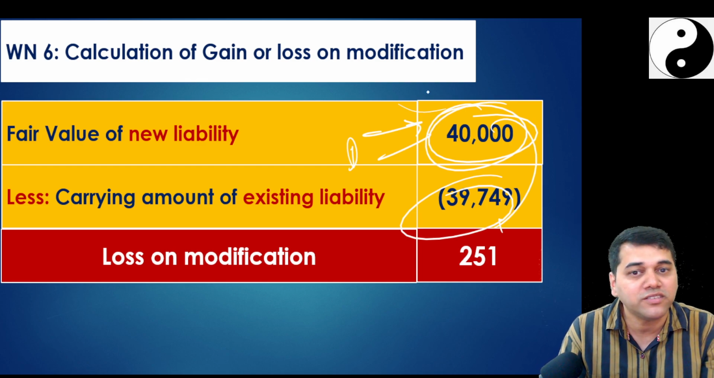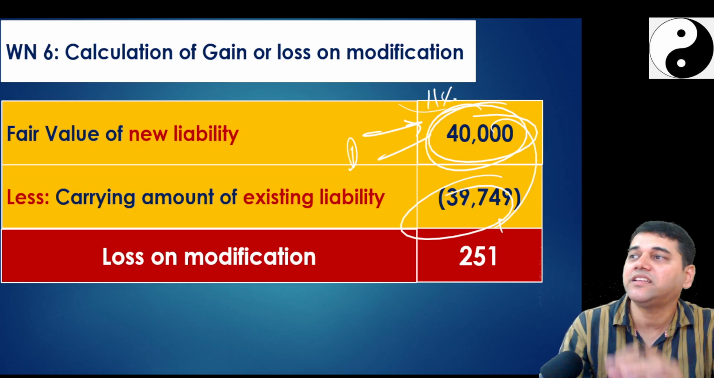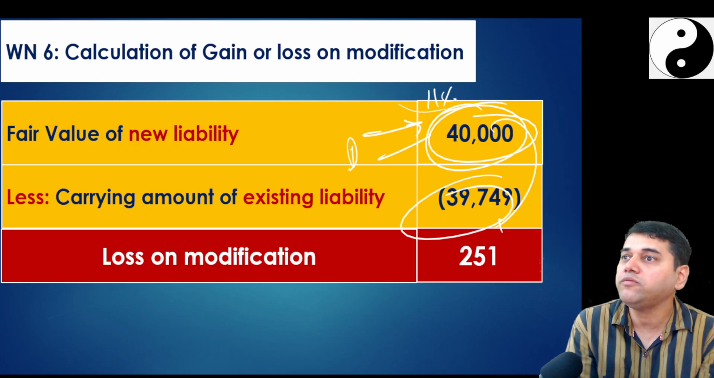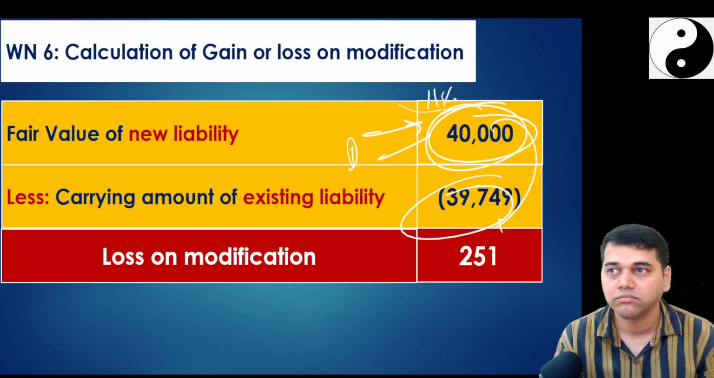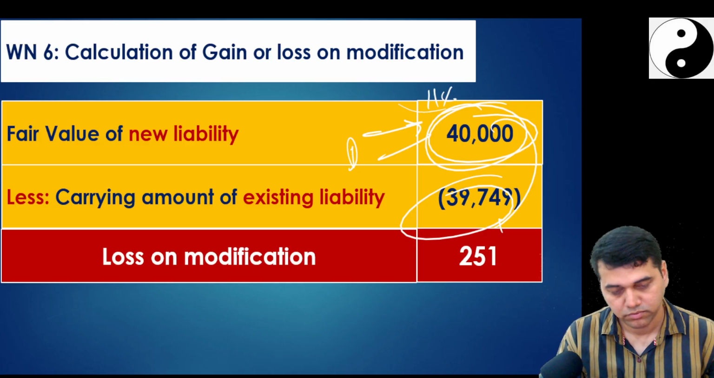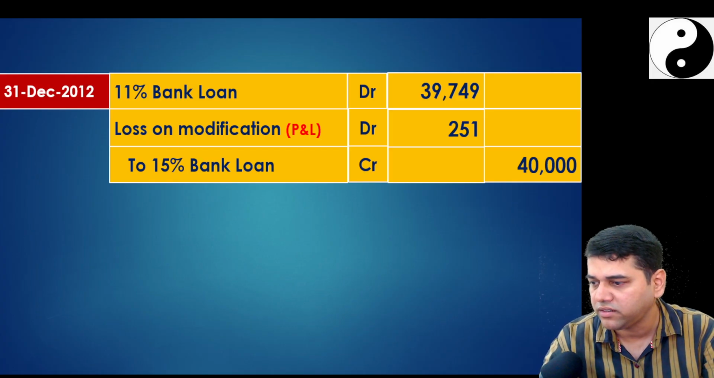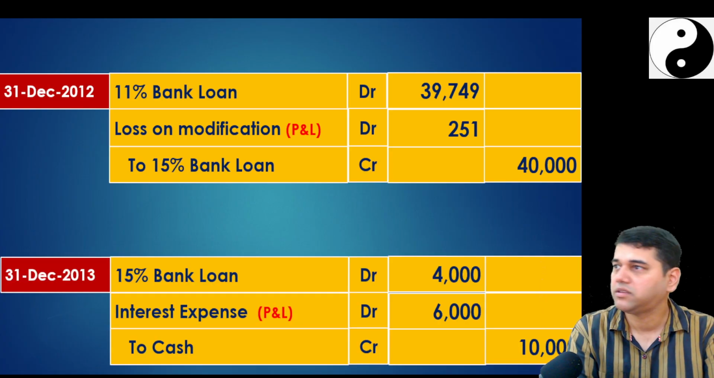Because 40,000 is discounted at the market rate, say for example. In the worst case, they say that the transaction cost pertains to the new loan. Then the new loan will be accounted like a new liability. You don't take it to the P&L account. Perfect, no? So this is my 31st, okay, how many entries they said? Okay, these are the two entries we passed.